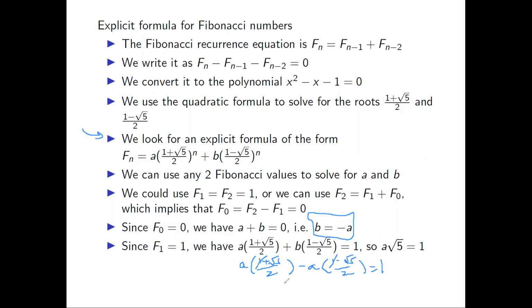So we get a times the square root of 5 over 2 minus a times negative the square root of 5 over 2 equals 1. And that gives us a times the square root of 5 equals 1. So a equals 1 over the square root of 5.